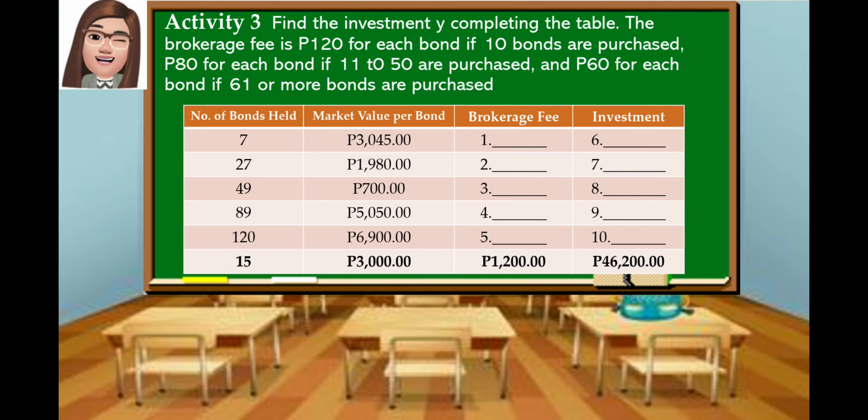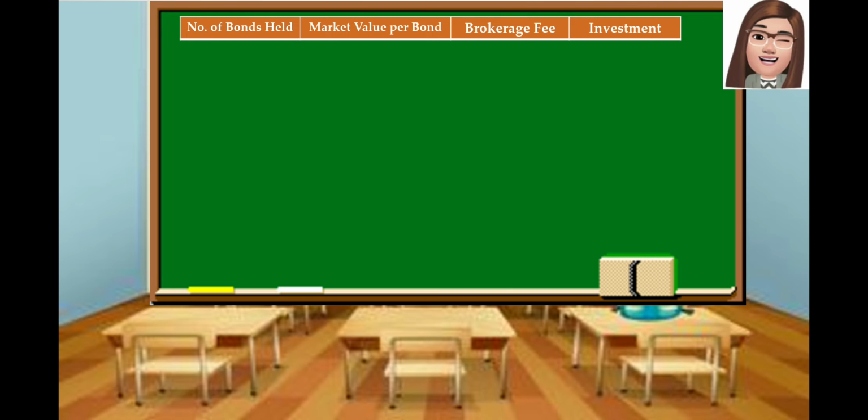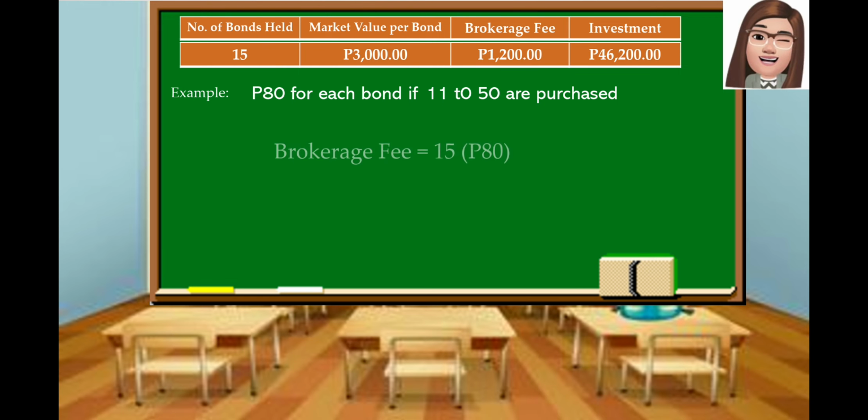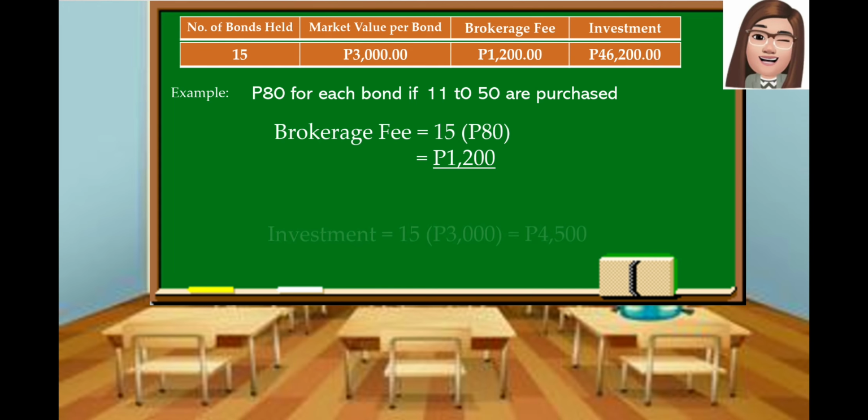So an example of this is we have the number of bonds held is 15, then the market value per bond is 3,000. So how are we going to find the brokerage fee? Remember that the brokerage fee is 80 pesos for each bond if 11 to 50 are purchased. Since 15 is under 11 to 50, we're going to use 80 pesos. So the brokerage fee will be 15, which is the number of bonds, times 80 pesos. So that's equal to 1,200 pesos.